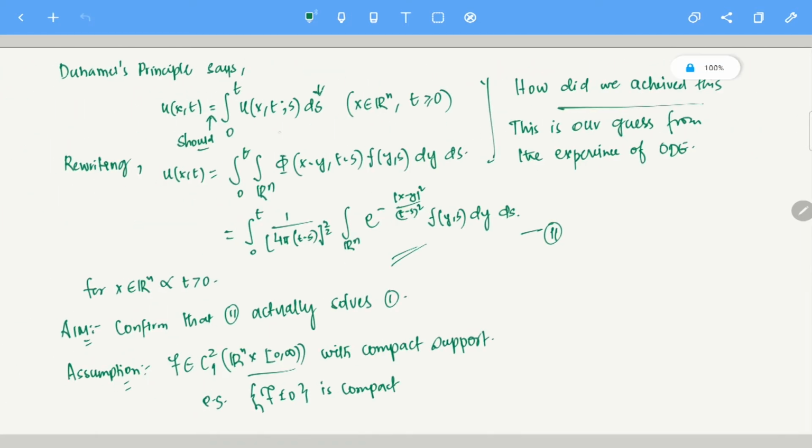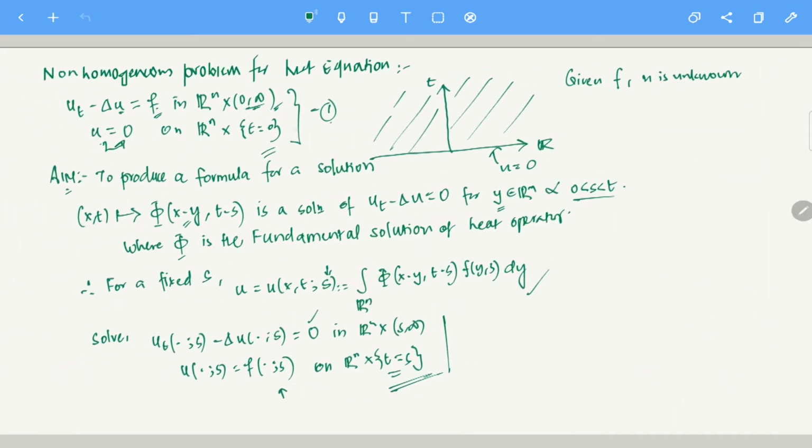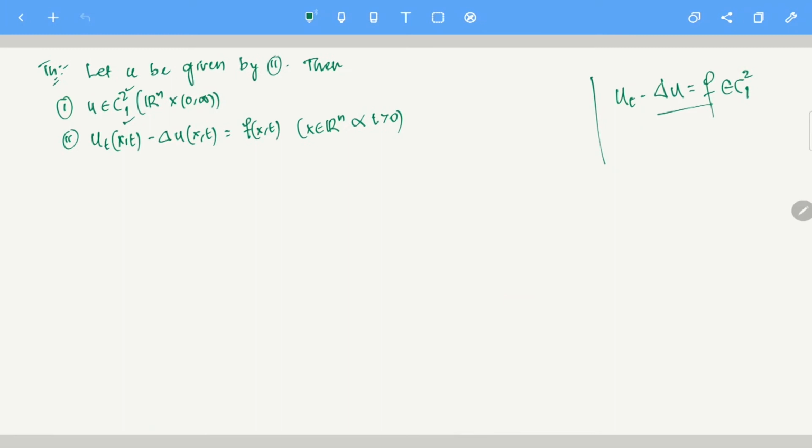This is our hope: that the solution which we defined like this, so this basically, this should solve our original problem 1, right? So u must satisfy u_t minus Laplacian u equals f at every point. That is what I am just writing. At every point this should satisfy this. And there is a boundary condition, if you remember.